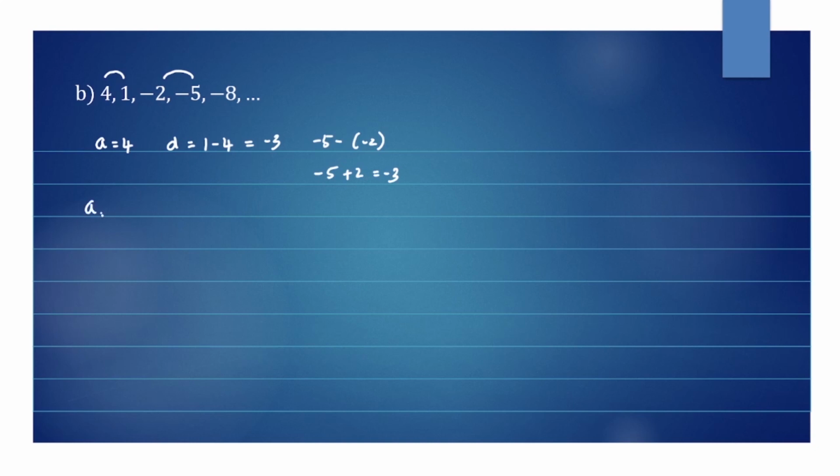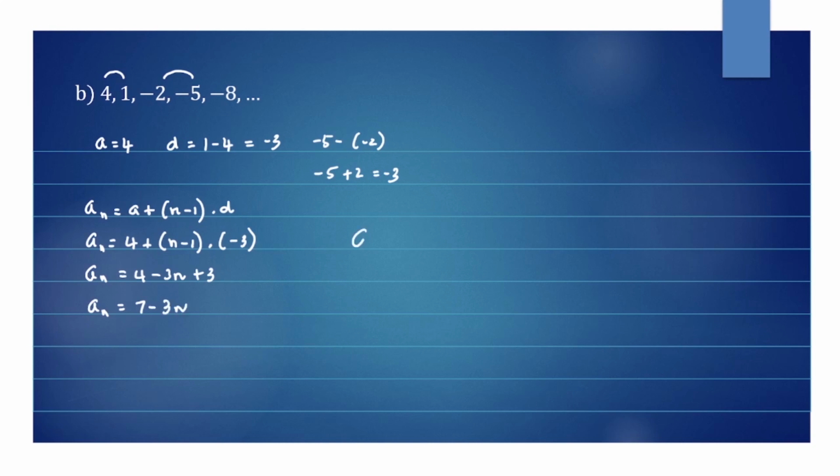We'll write our formula down again. an is a plus n minus 1 times d. Now we just need to substitute a and d into our formula. So an is a, which is 4, plus n minus 1 times the common difference, which is -3. And then we simplify. So an is 4 minus 3n plus 3. So the nth term is 7 minus 3n.